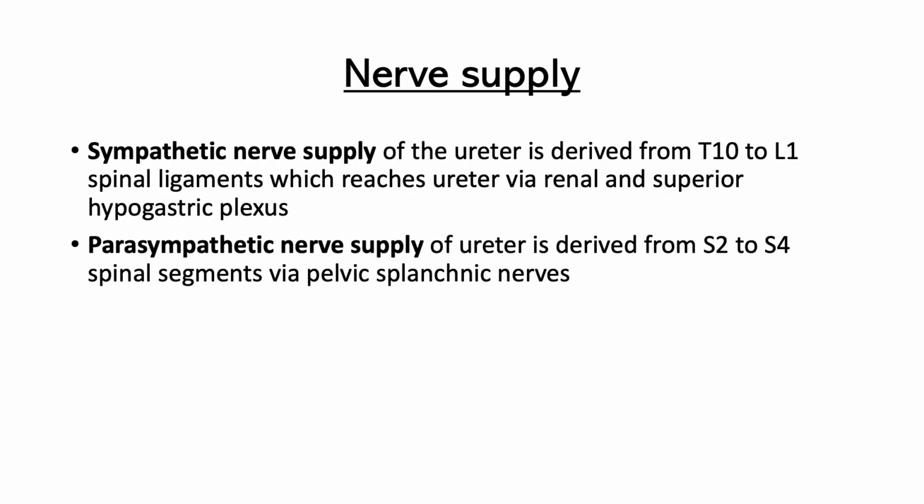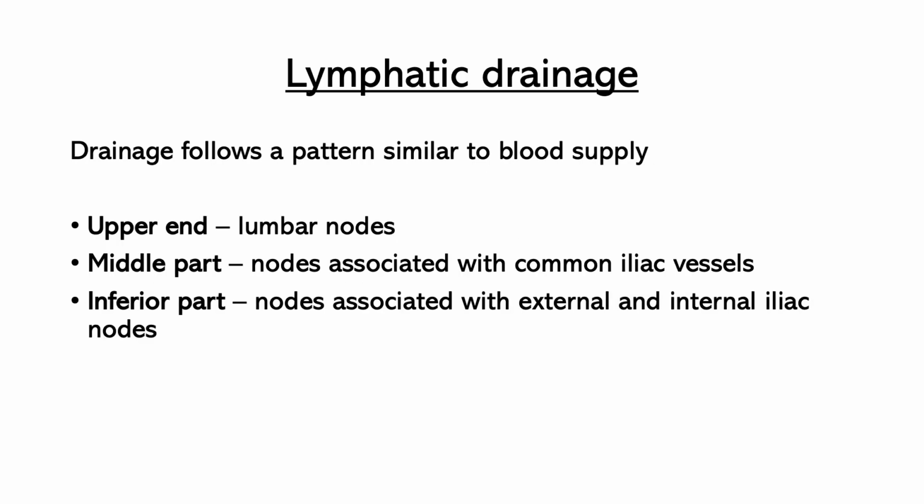Now on to the innervation. Sympathetic nerve supply of the ureter is derived from T10 to lumbar 1 spinal segments, which reaches the ureter via renal and superior hypogastric plexus. And parasympathetic nerve supply of the ureter is derived from S2 to S4 spinal segments via pelvic splanchnic nerves. Last but not least, let us take a look at the lymphatic drainage.